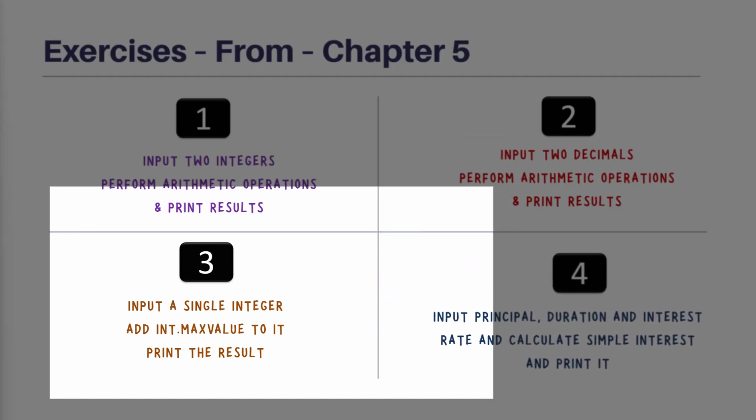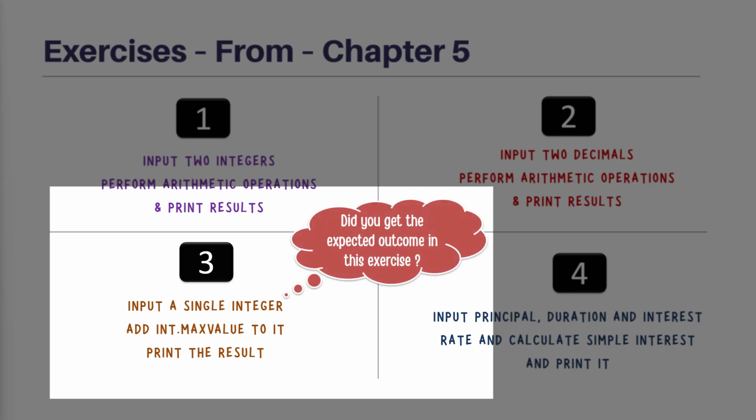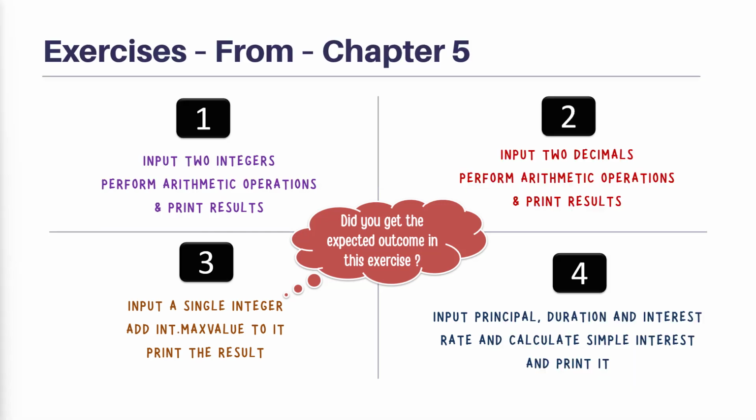The problem statement says that the program should take an integer value as input, and then this input integer value should be added to integer.max value. After that, we should display the result. In this problem statement, integer.max value is a constant provided by the integer type.